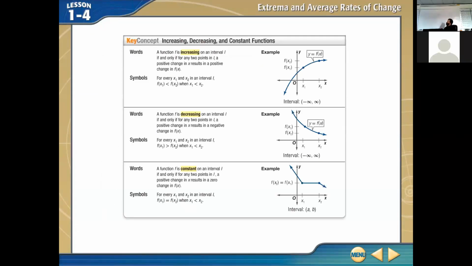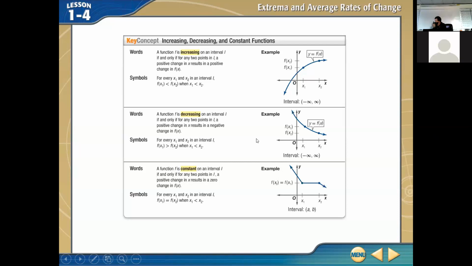Okay, key concepts. So a function f is increasing on an interval I if and only if for any 2 points in I, a positive change in x results in a positive change in f of x. So you can see we're given 2 points here. We're working on the interval from negative infinity to positive infinity. Here's x1, here's x2, and as we move right, you can see that our f of x value for 1 is lower than our f of x value for 2, or it has a positive slope. It's increasing as we move from left to right.